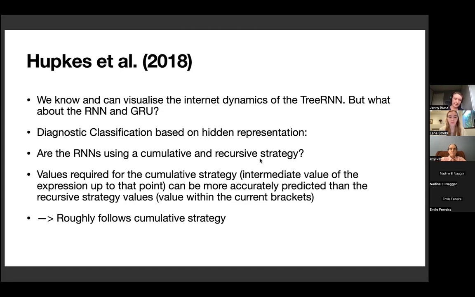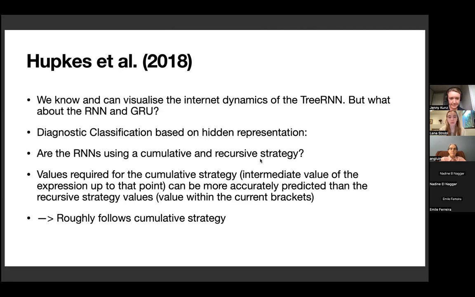And they look at if the values that are required for the cumulative strategy can be predicted better from the hidden representation. That is, the intermediate value of the expression up to the point where we are right now, or if the recursive strategy values, as for example, the value within the current brackets, can be better predicted. And the finding of their paper is that the RNN models roughly follow the cumulative strategy.